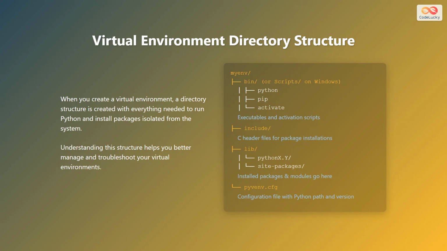When you create a virtual environment, a directory structure is created. It contains everything needed to run Python and install packages, isolated from the system. Understanding this structure helps you better manage and troubleshoot your virtual environments. The directory structure typically includes a venv folder containing a bin folder, or scripts folder on Windows, with executables and activation scripts. It also includes an include folder for C header files, a lib folder with a python subfolder containing the site-packages folder for installed packages and modules, and a pyvenv.cfg configuration file with Python path and version.